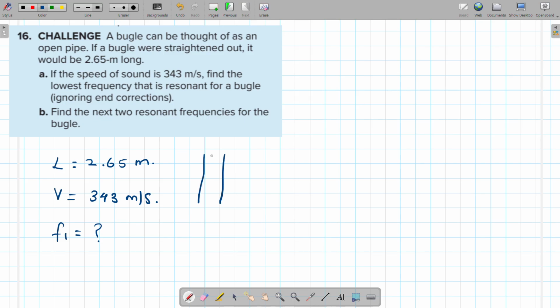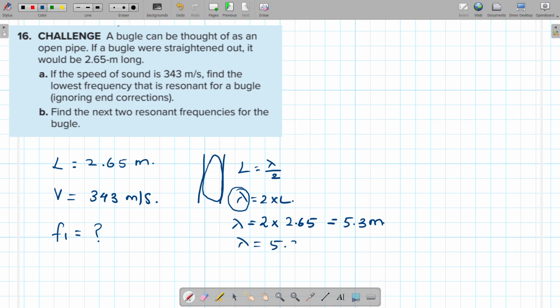In the fundamental frequency, the lowest number of waves in the open pipe is half. So the length is equal to half a wavelength. Lambda is equal to 2 times the length. So we can use this equation to find the wavelength of the wave, 2 times the length. Length is 2.65, so lambda is equal to 5.3 meters. So now we found the wavelength of the sound wave.